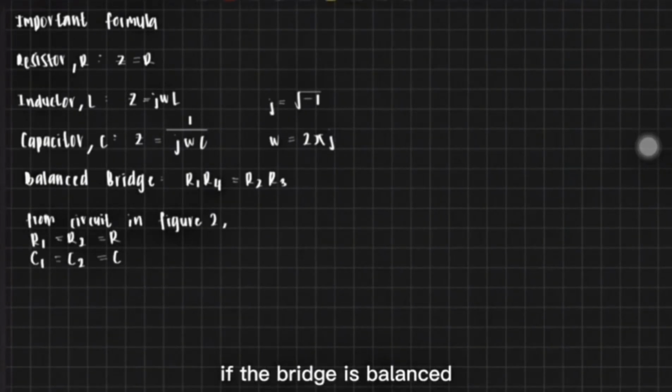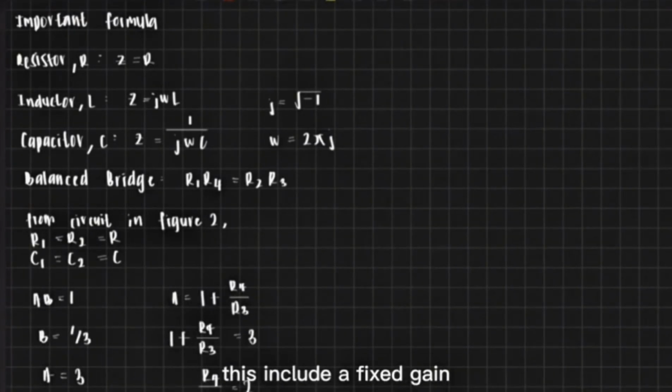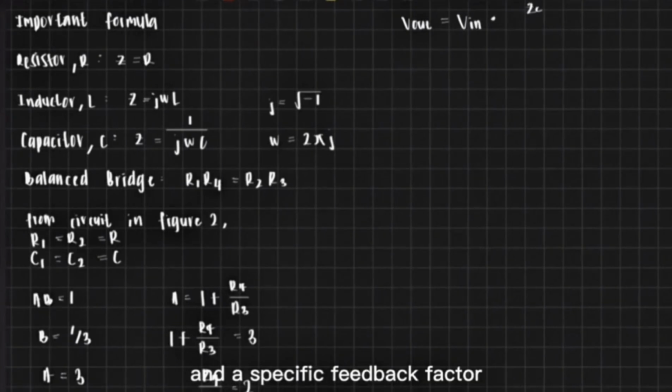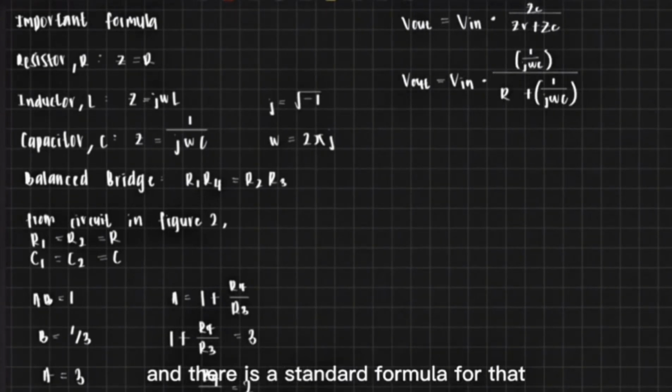If the bridge is balanced, we then move on to consider the condition for sustained oscillation. This includes a fixed gain and a specific feedback factor. Usually the gain is set using two resistors, and there is a standard formula for that.